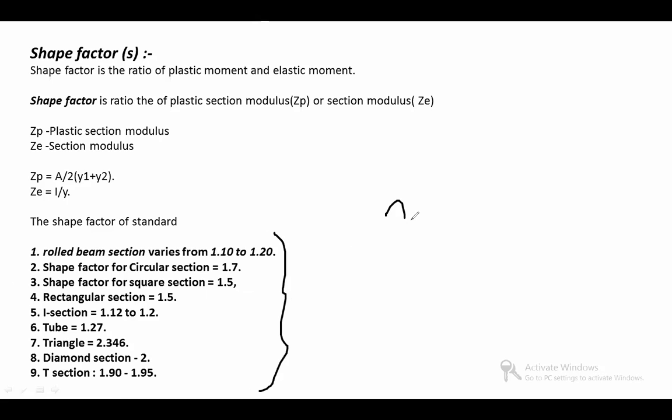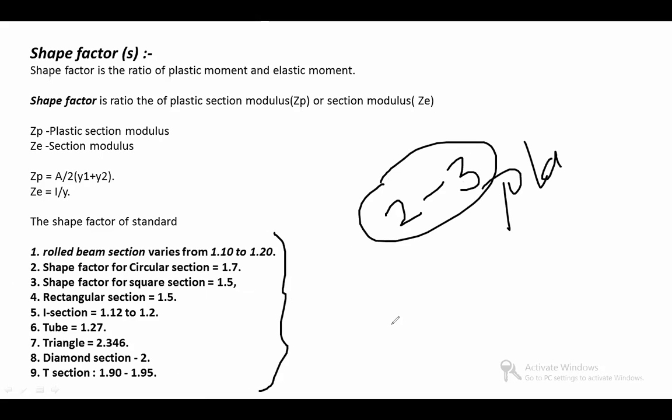As I told, there are 2 to 3 marks questions, and maximum questions on plastic analysis, and maximum times it is asked on the shape factor. Maximum times questions in GATE are on plastic analysis, especially shape factor, and besides shape factor, the other one would be: find out the collapse load and find out the ultimate load for beam and for portal frame. Okay, that is the question asked.